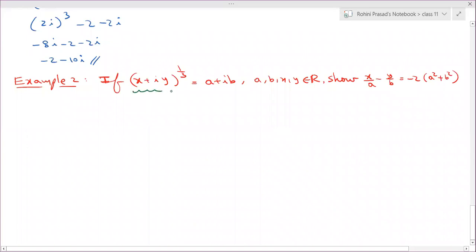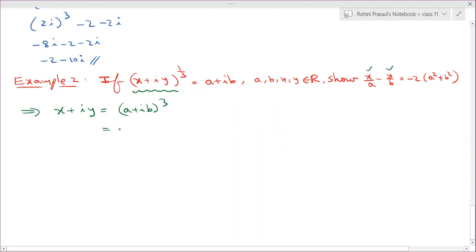They have given (x + iy)^(1/3) equal to a + ib. They're asking us to show this. So if you see in this equation that you need to show, your x and y appear only once. So if you get the values of x and y, then it is easy to prove that. So x + iy equals (a + ib) whole cube.